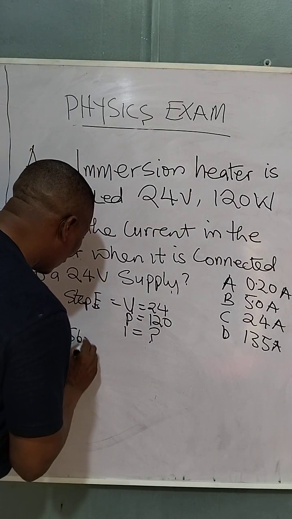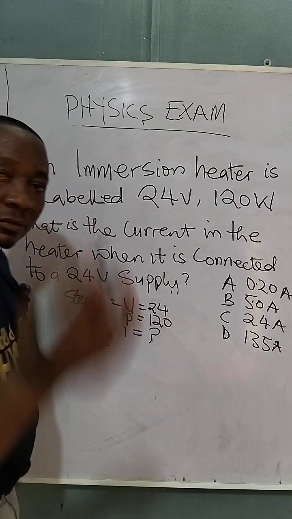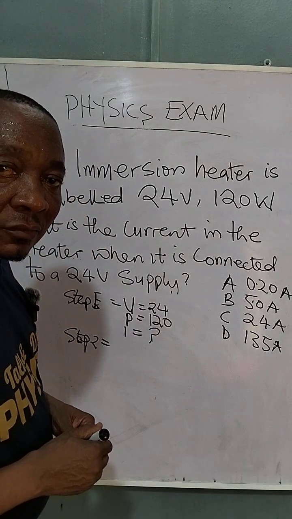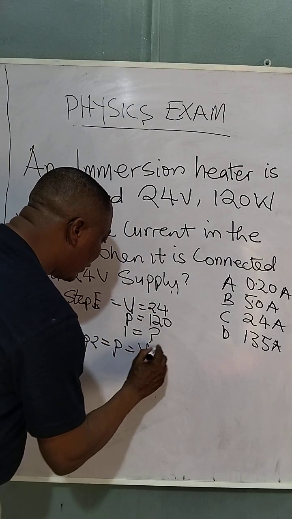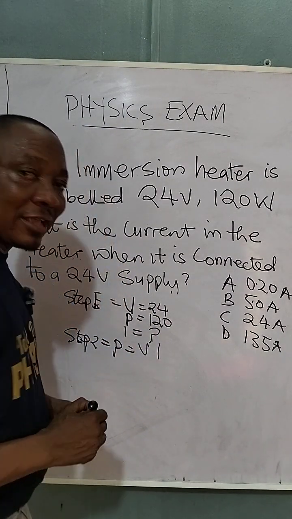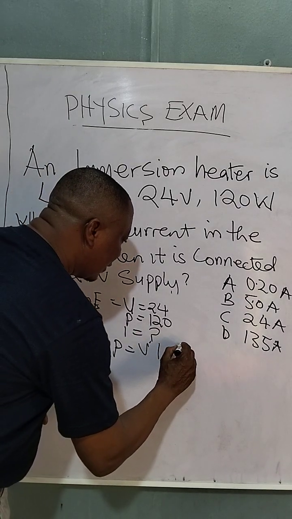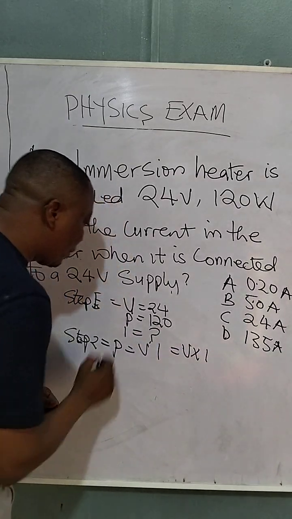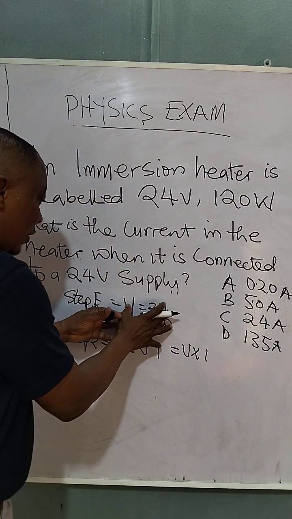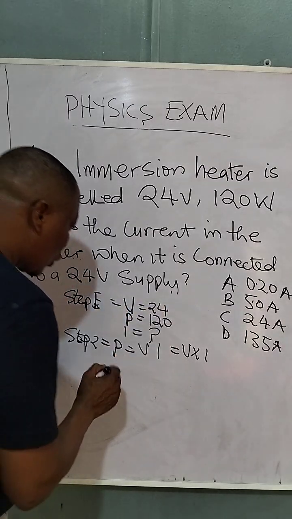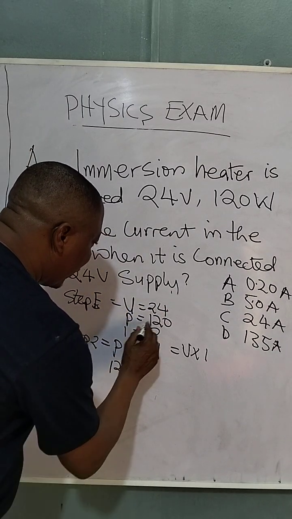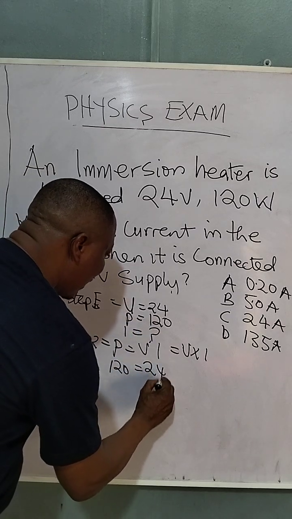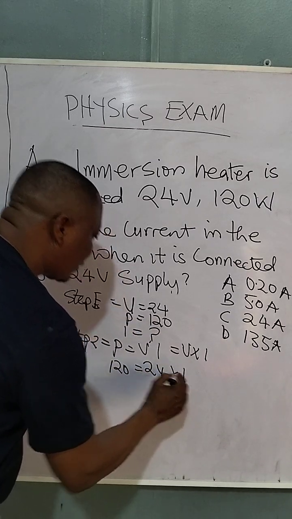Step two, you quickly introduce the formula, which is P equals V times I, where I is the current. Substitute the values from step one into step two. So P is 120, equals V, which is 24, times I, which is not given.